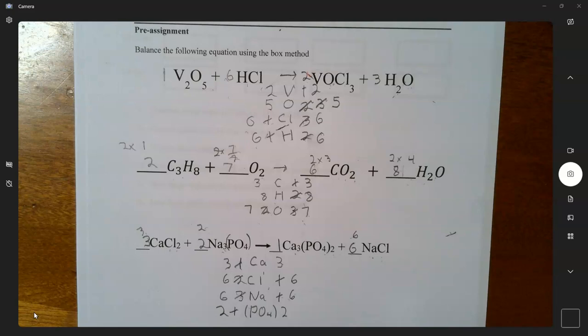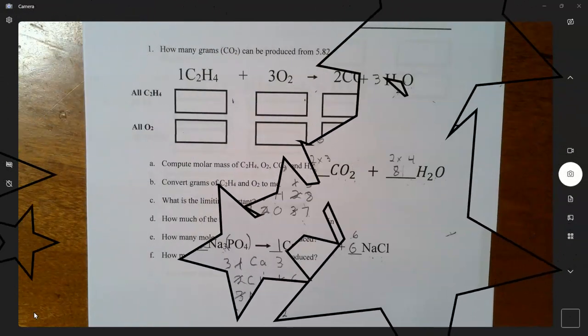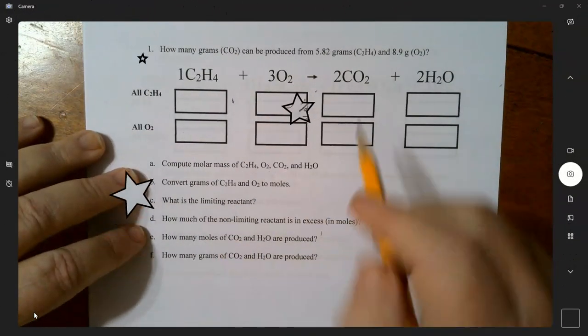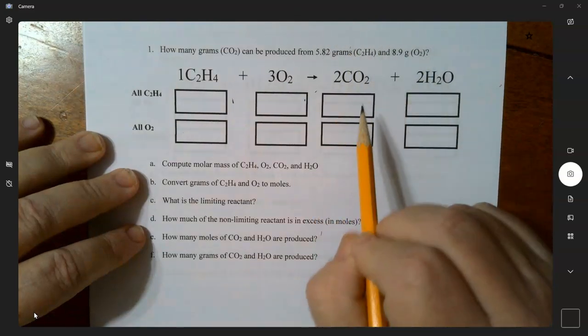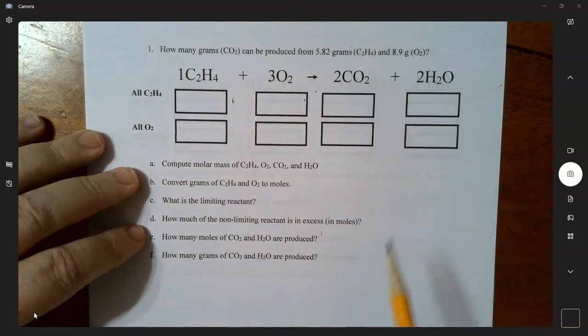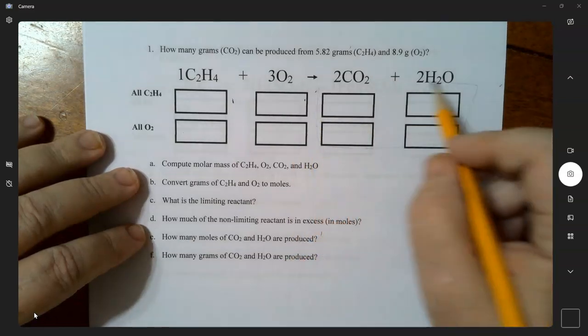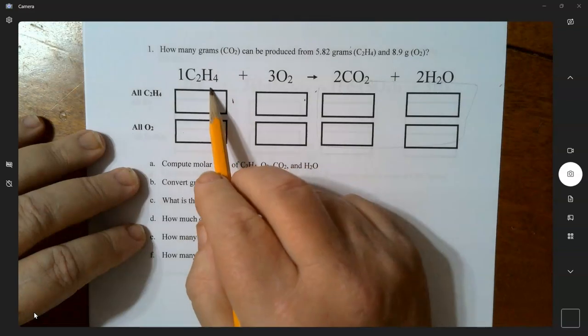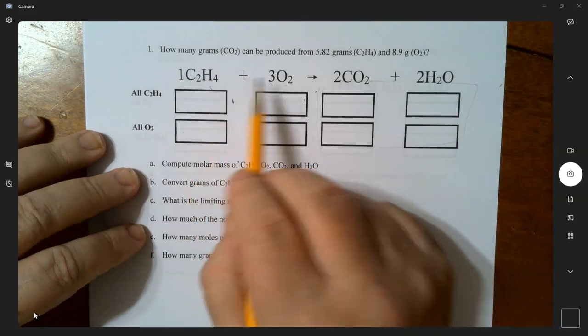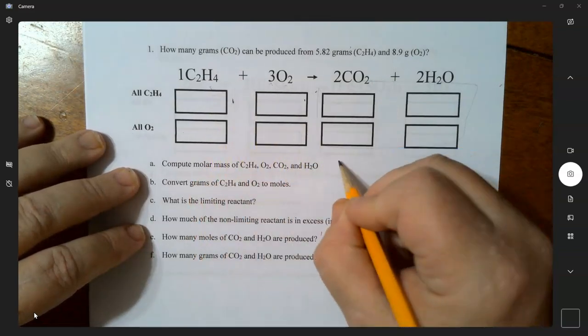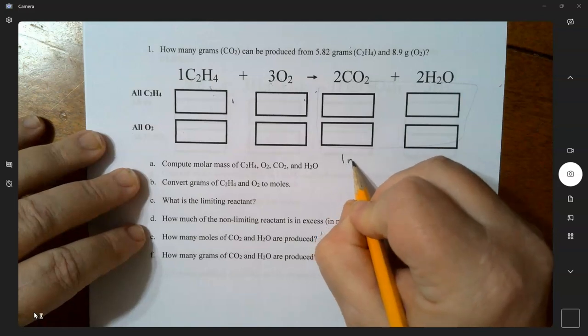Okay, now we're moving on to a limiting reactants problem. So I'm giving you the reactants in grams. That means you have to convert to moles first, all right? So I'm not going to ask you to convert the products back from moles into grams. So I'm just going to focus as far as molar mass on these two. So we're going to write two equivalencies here.